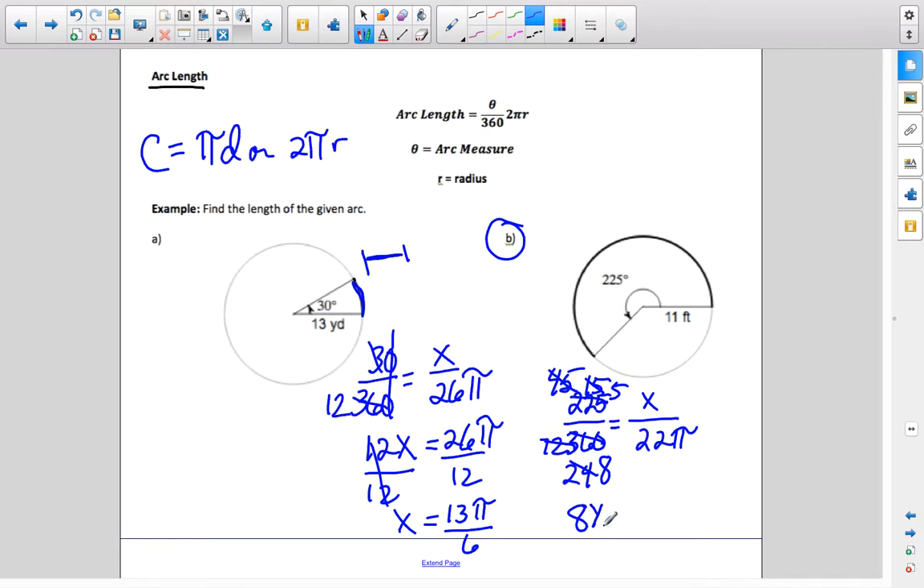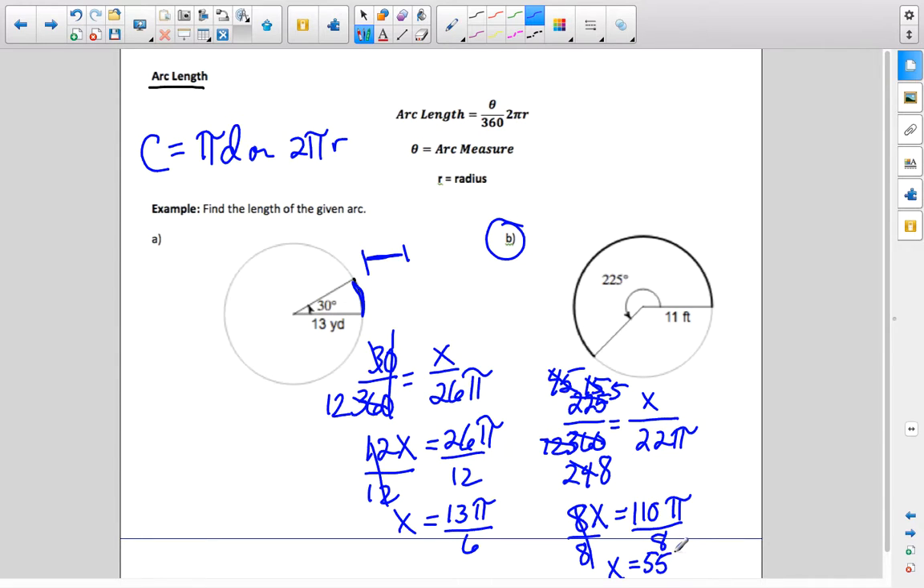8 times x, when I cross multiply, equals 5 times 22, which is 110 pi. Dividing by 8, I'll have my answer, x equals, these are even numbers, so I'll divide them both by 2, 55 pi over 4. And I can leave it like that.